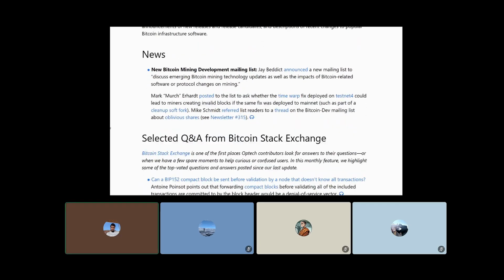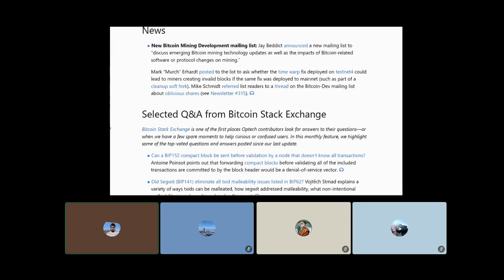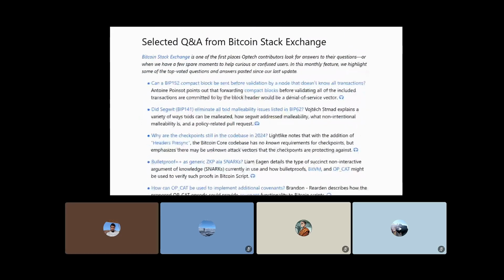And there is no article as such. There is no specific protocol that's been covered. The news article just mentions that a new Bitcoin mining development mailing list has been dropped. So we'll go to the mailing list and we'll pick up probably one of the posts in the mailing list and go through it, so that those who want to subscribe to the mailing list can understand what kind of contents are covered in the mailing list.